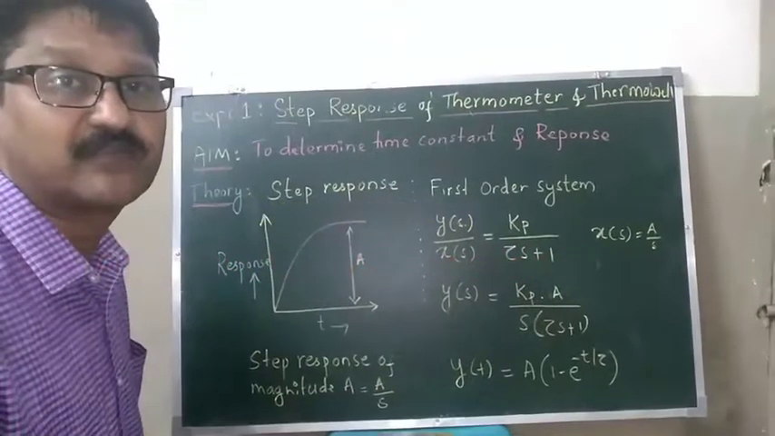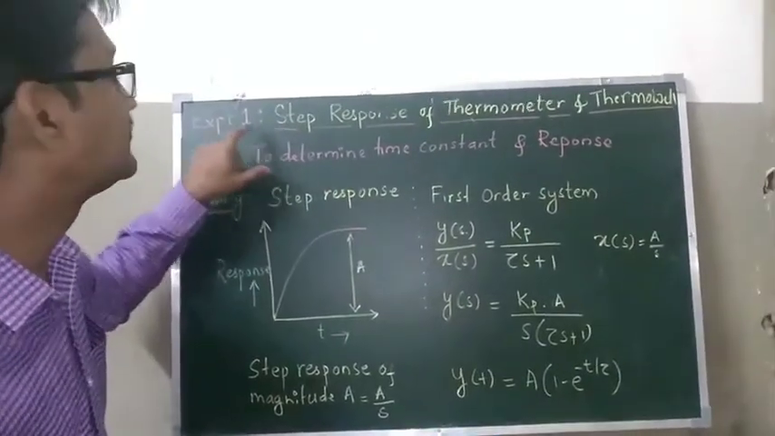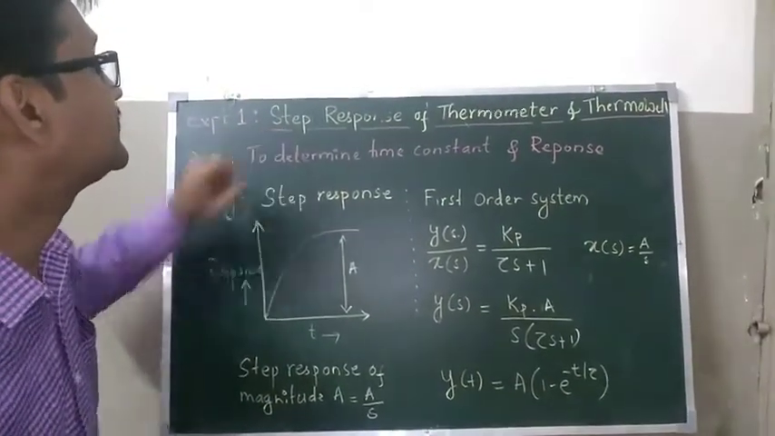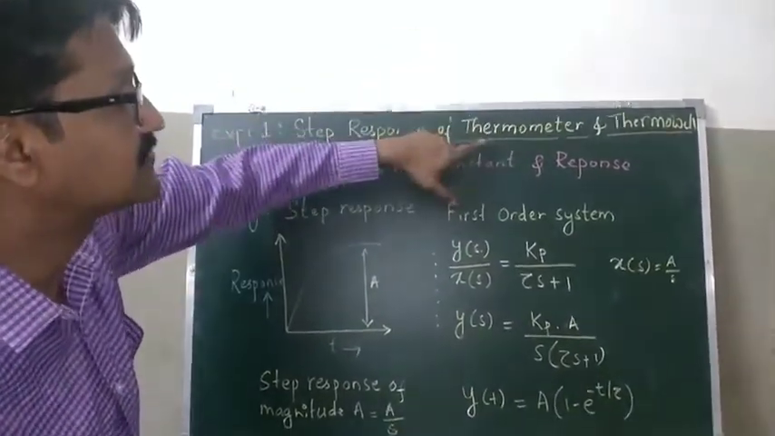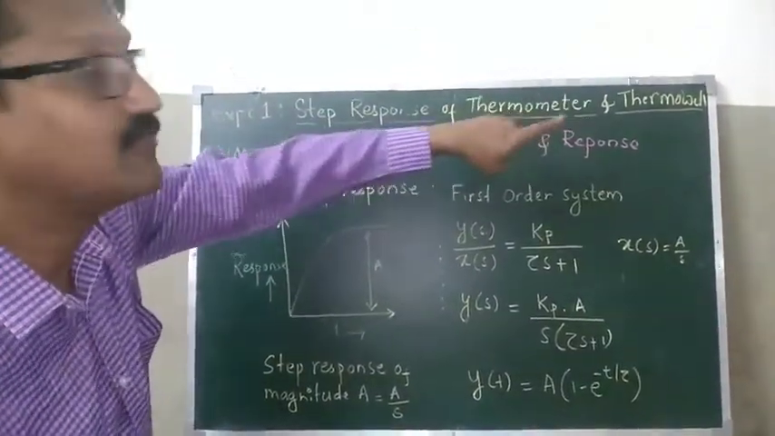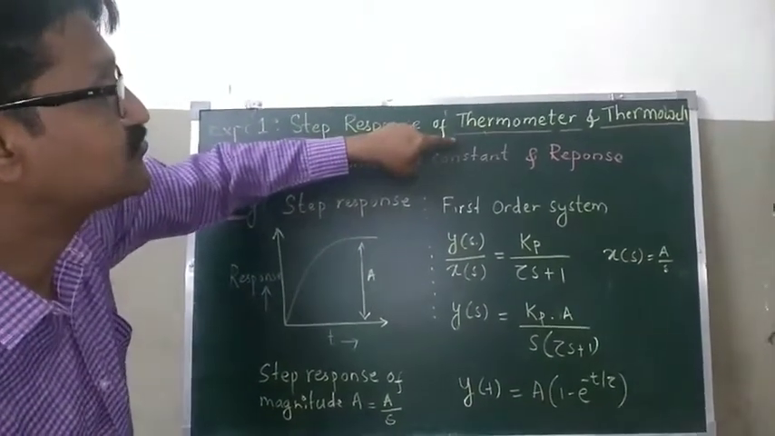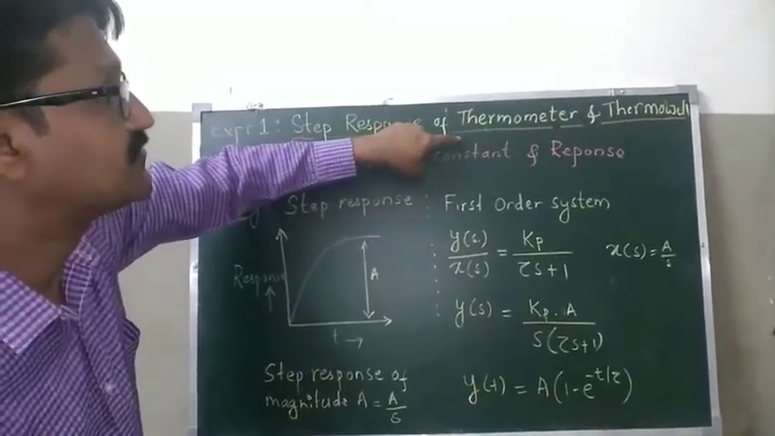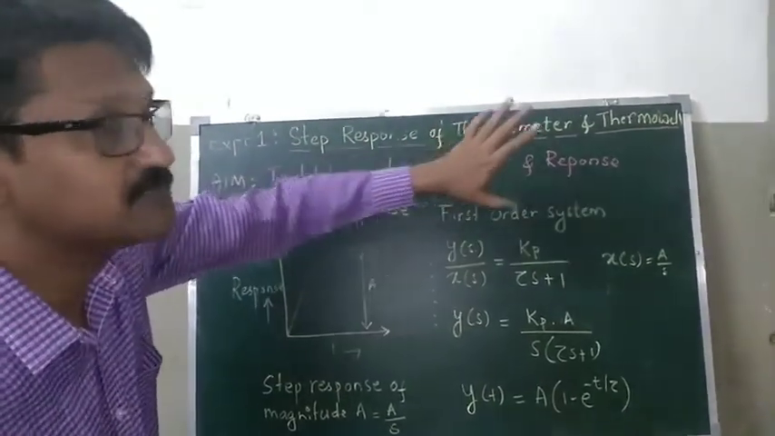Today we are going to discuss experiment number 1. The title of the experiment is Step Response of a Given System. Here we have a system, thermometer and thermowell. Thermometer is a system which is used to measure the temperature of a given system, and thermometer is also an instrument which is used to measure.